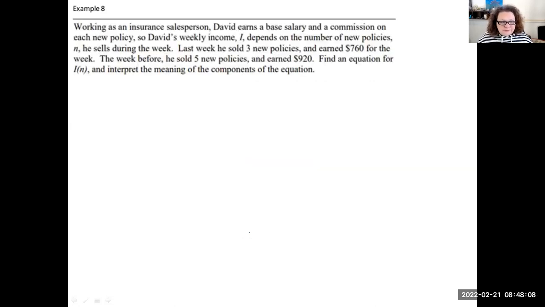Example 8. Working as an insurance salesperson, David earns a base salary plus a commission on each new policy. So David's weekly income, they're using the function I for income. So I is equaling income, as a function of what? Depends on the number of new policies. So N is the number of new policies.